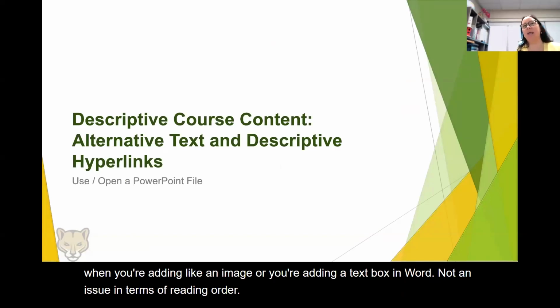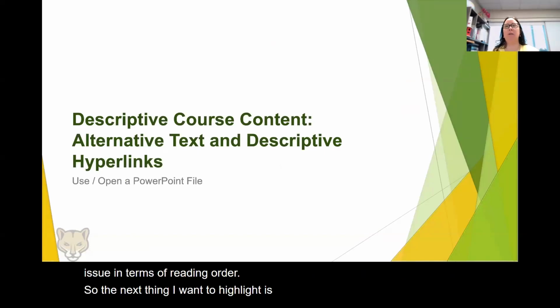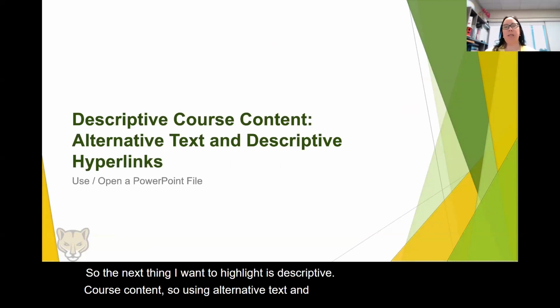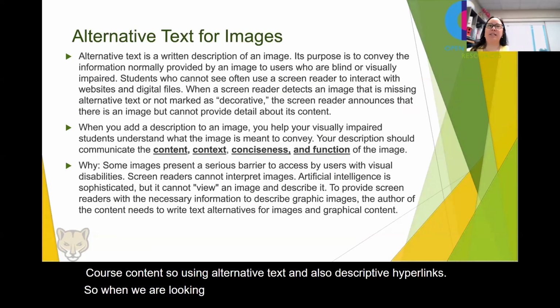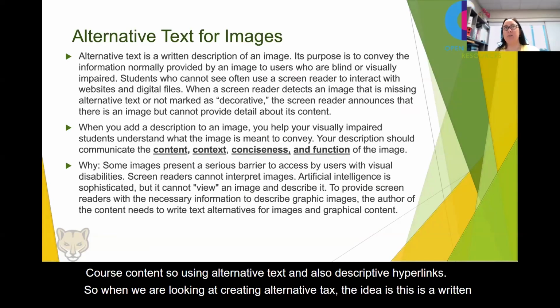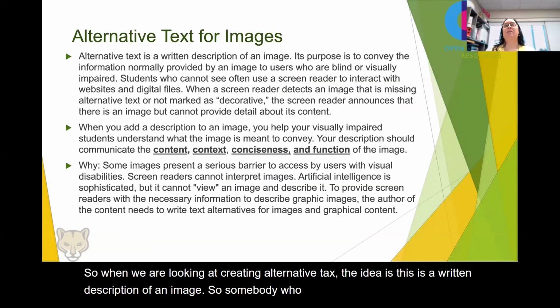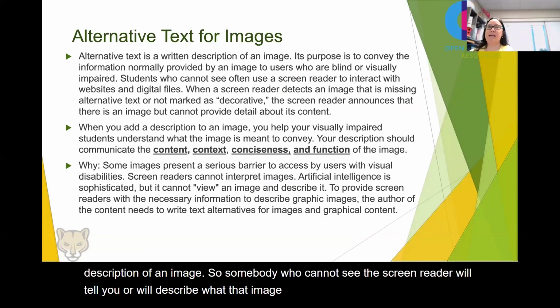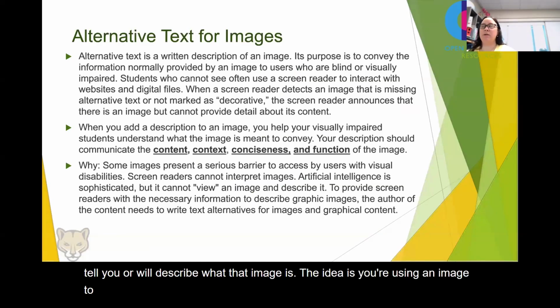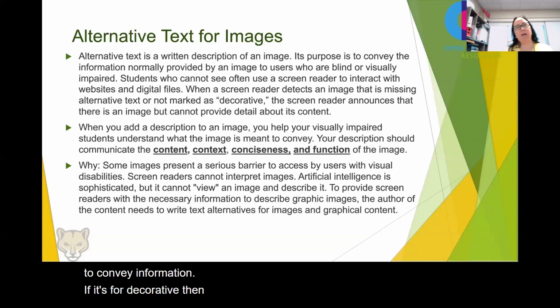The next thing I want to highlight is descriptive course content, so using alternative text and also descriptive hyperlinks. When we are creating alternative text, the idea is that this is a written description of an image. So for somebody who cannot see the screen, the screen reader will describe what that image is. The idea is you're using an image to convey information. If it's decorative, then just mark it as decorative.